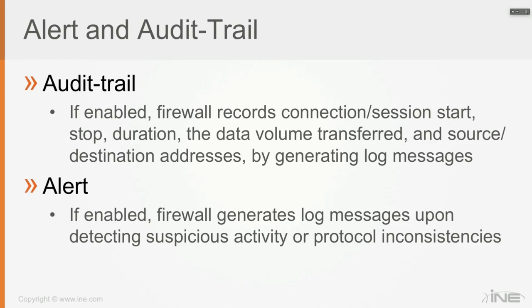And they make sense. Audit trail is like auditing what happened on the firewall. Alert means when something is wrong. And what can go wrong is if somebody tries to spoof some packets, or there's a protocol inconsistency, which means somebody tries to send illegitimate HTTP requests or SMTP requests.